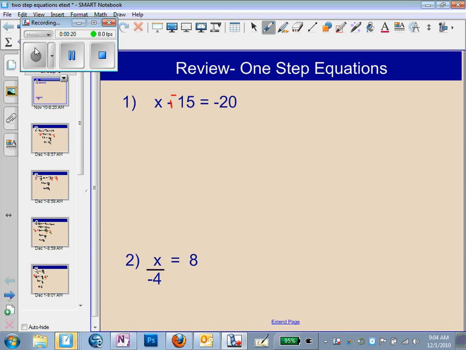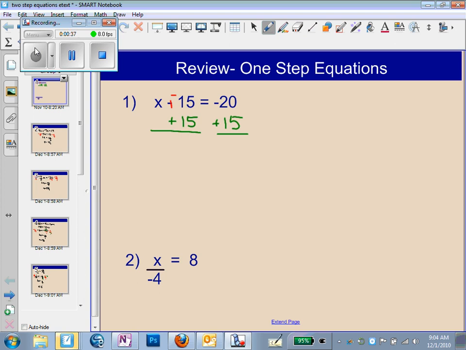And now I'm going to work with my opposite property. So the opposite of adding a negative 15 is adding a positive 15. And the reason I'm adding a positive 15 is to end up getting x by itself. And if I do it to the left side, I have to do it to the right side as well in order for that equals to remain true, in order for the two sides to be balanced.